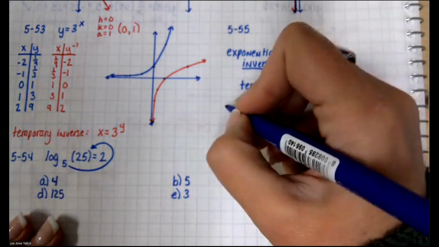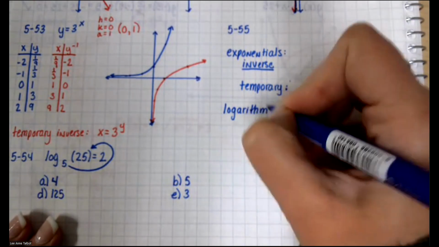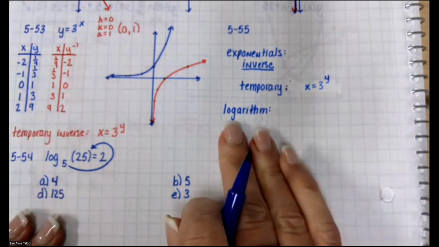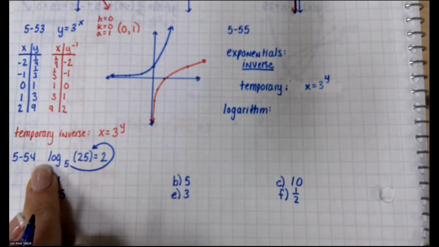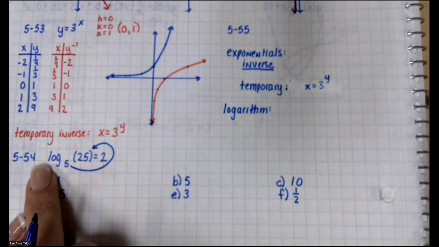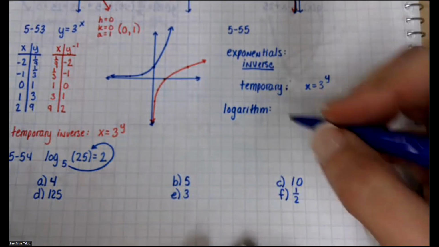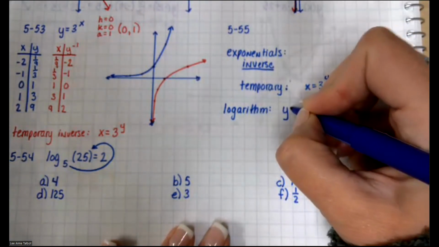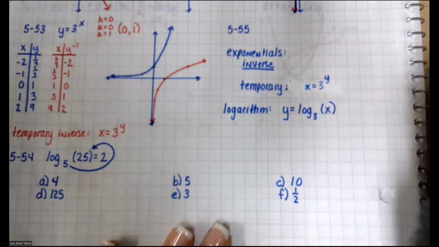This is your first use of this word. This is called a logarithm. When I say log, that is a logarithm. A logarithm is what undoes an exponential. So when I ask you, how do I undo an exponential? You're going to say logarithm. I know that's a new word. It's a fun word. But the logarithm inverse is y equals log base 3 of x.